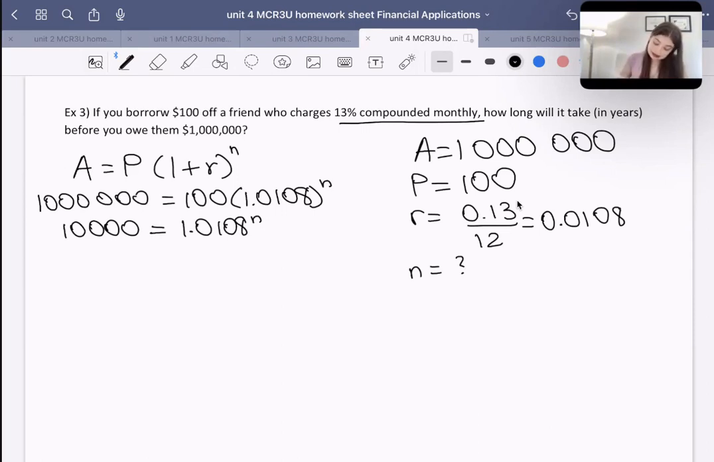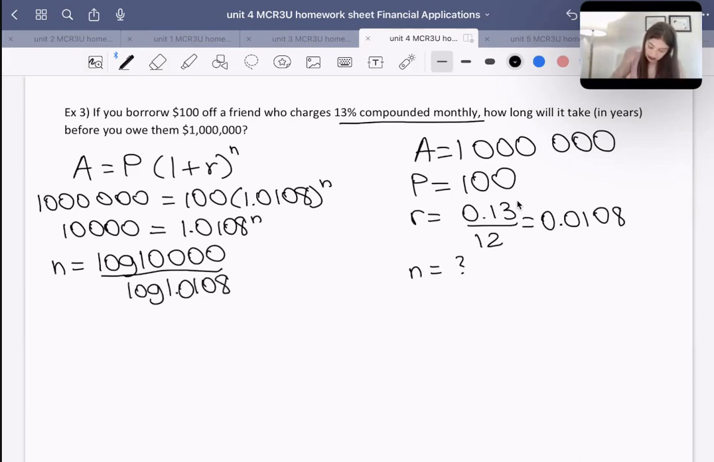And that means that if we change this to logarithm form, again, if you're not familiar with logarithm form, make sure you go watch the last video or also videos on logarithm form specifically if this part is confusing to you. But if we change this to logarithm form, this is going to become n is equal to log 10,000 over log 1.0108. Now log 10,000 is just 4, right?